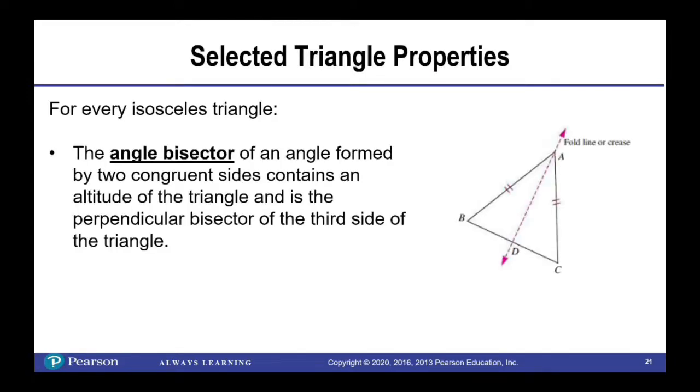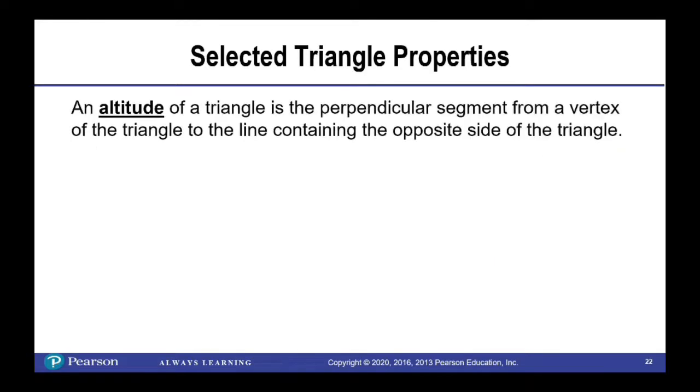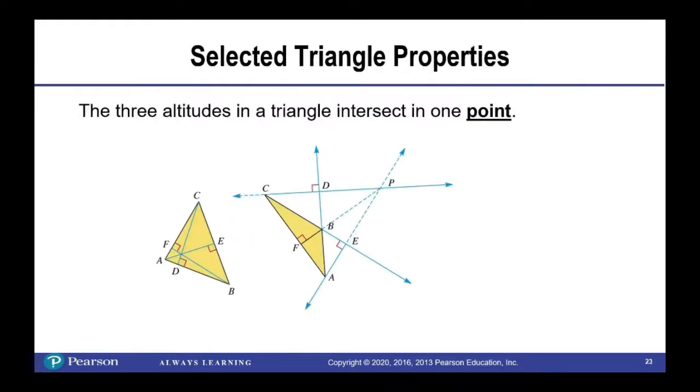In an isosceles triangle, the angle bisector is also what we call the altitude of the triangle. So an altitude is perpendicular from a vertex to the opposite side of the triangle. So here's our triangle, and in blue I draw my altitude. Notice the right angle indicates the perpendicular. The three altitudes of a triangle intersect in one point.